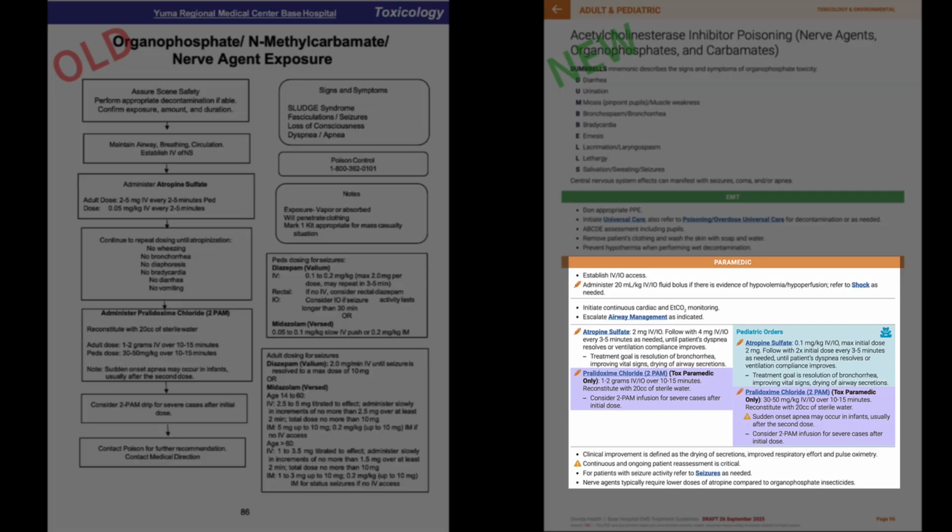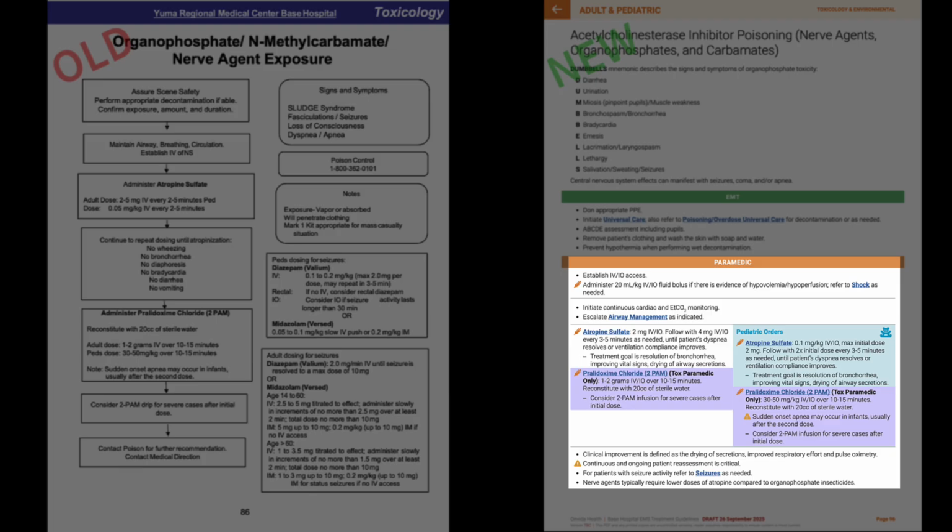In the paramedic section, the atropine dosing is now simplified. The previous version used a dose range between 2 to 5 milligrams for adults and then 0.05 milligrams per kilogram for pediatrics. The new version uses a fixed adult dose of 2 milligrams, and then the pediatric dose is now doubled to 0.1 milligrams per kilogram with a max of 2 milligrams to match the adult dose. Both can be repeated at 2 times the original dose every 3 to 5 minutes based on clinical response.